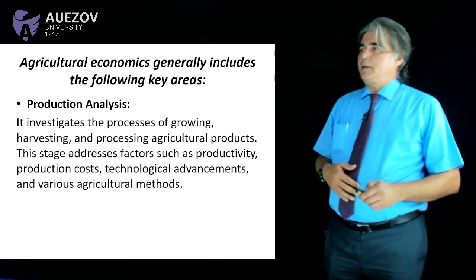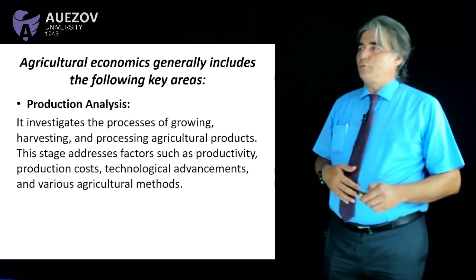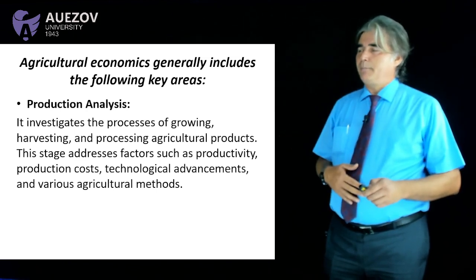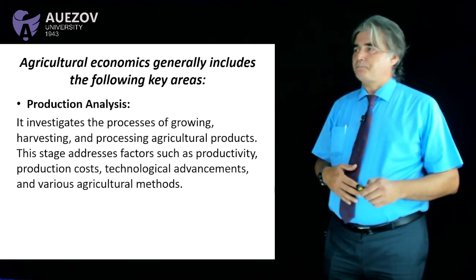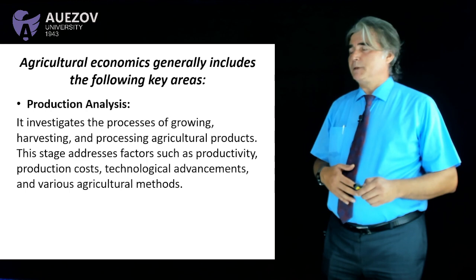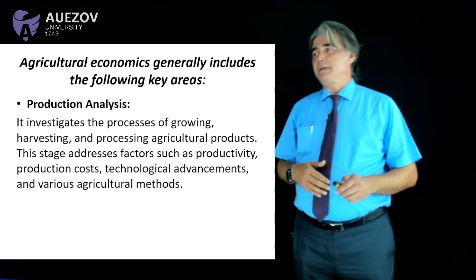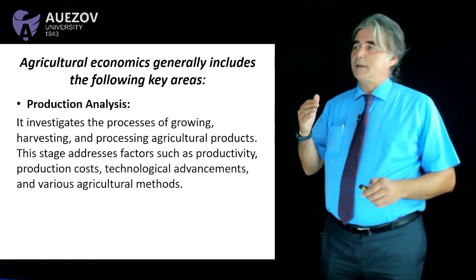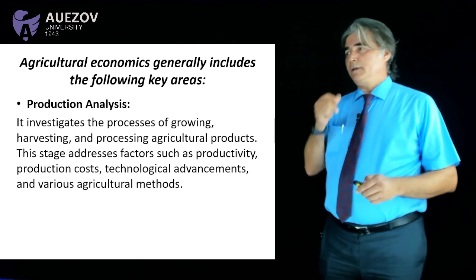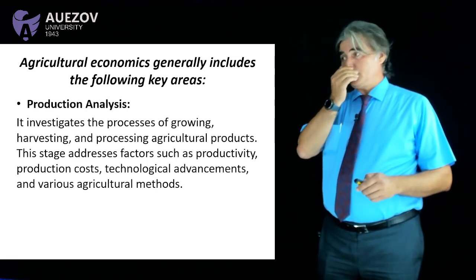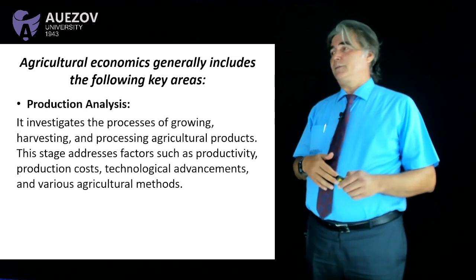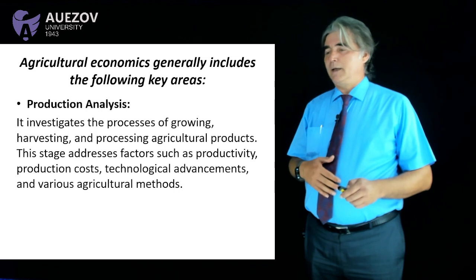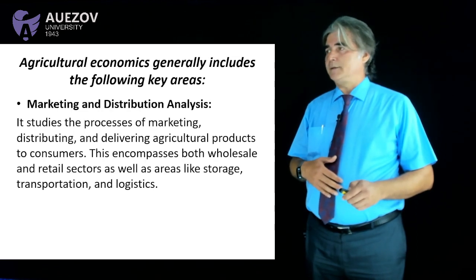And generally, we divided our research into different areas. One area is production analysis. We investigate the process of growing, harvesting and processing agricultural products. Every stage addresses factors such as productivity, cost is also important, technology achievements, and various agricultural methods. We try to answer with production analysis.